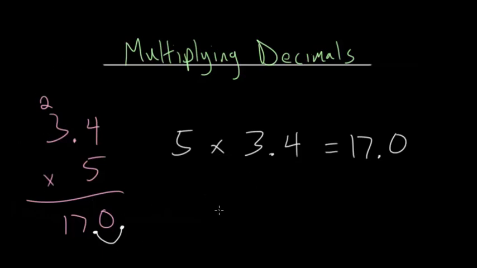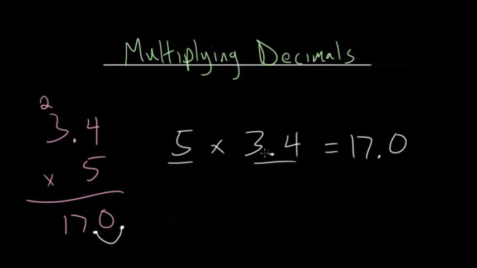Now, you might be wondering, why do we do this process? How do we know for sure that this is the right answer? Well, you could think of it with normal multiplication. This is like adding 5 3.4 times, which is a little bit awkward. We can add it 3 times, no problem, but then adding 5 3.4 times doesn't quite make that much sense yet.